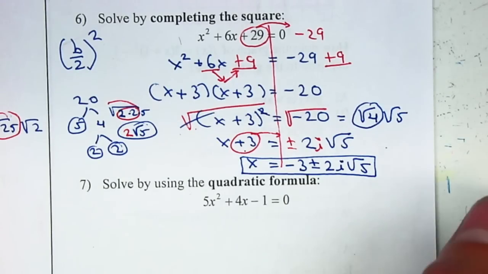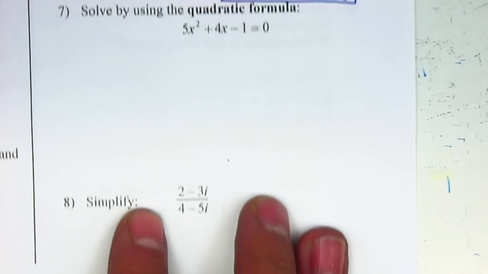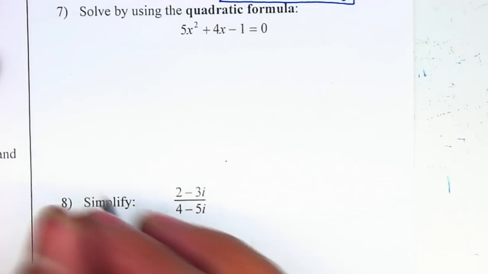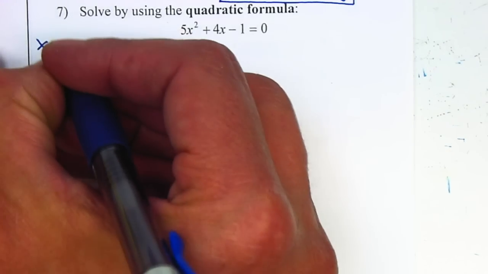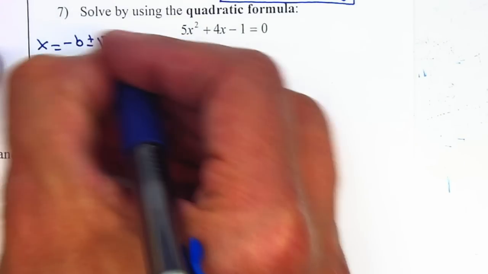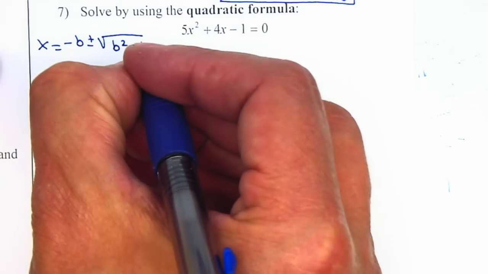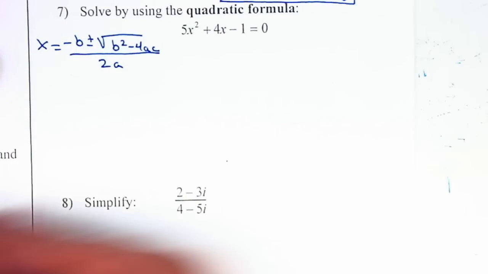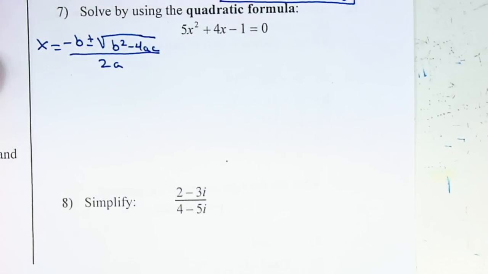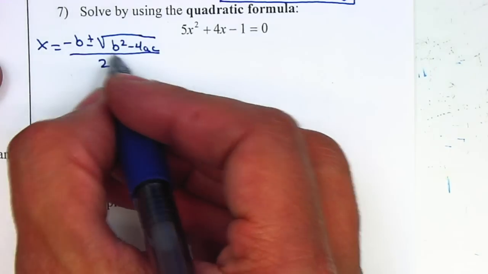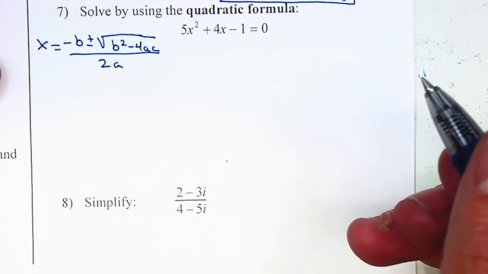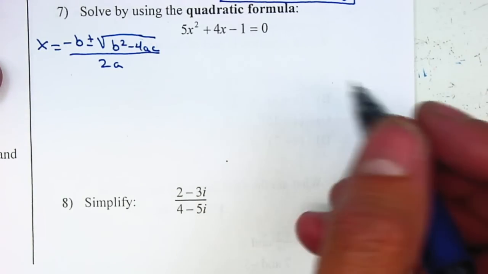Problem number 7. On problem number 7, it's asking you to solve by using the quadratic formula. So let's go and write down the quadratic formula on the left. x equals opposite b plus or minus the square root of b squared minus 4ac all over 2a. And I prefer if you can do b squared minus 4ac separately. It kind of makes the work much easier. So let's go and start the process.